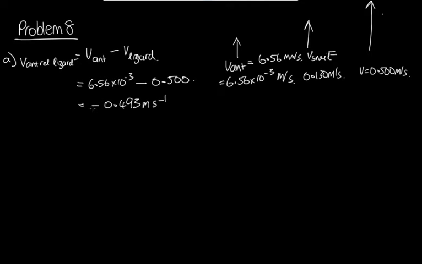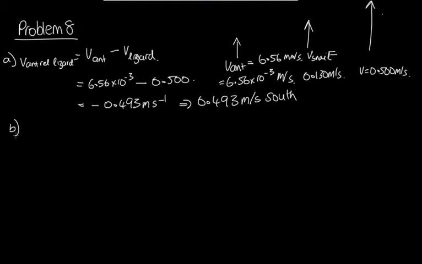So this negative means south. So this is equal to 0.493 meters per second south. So if you were the lizard, it looks like the ant is moving away from you in the negative direction, the direction opposite to what you're actually traveling.